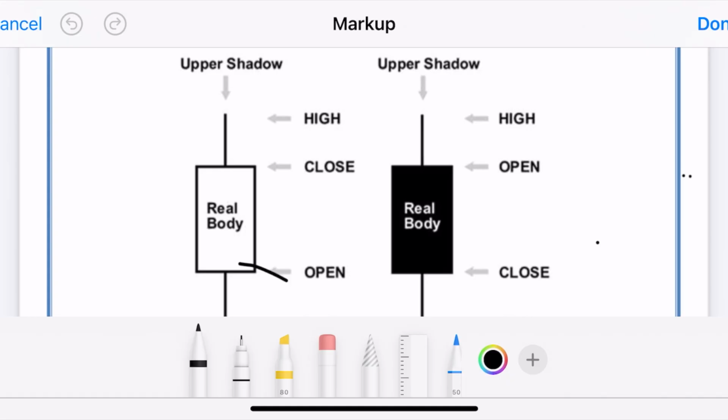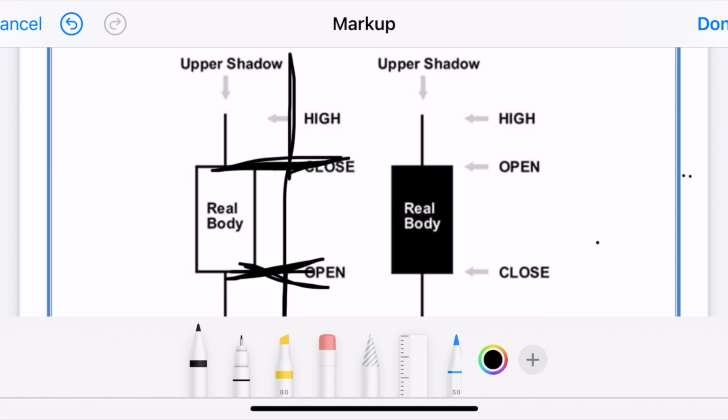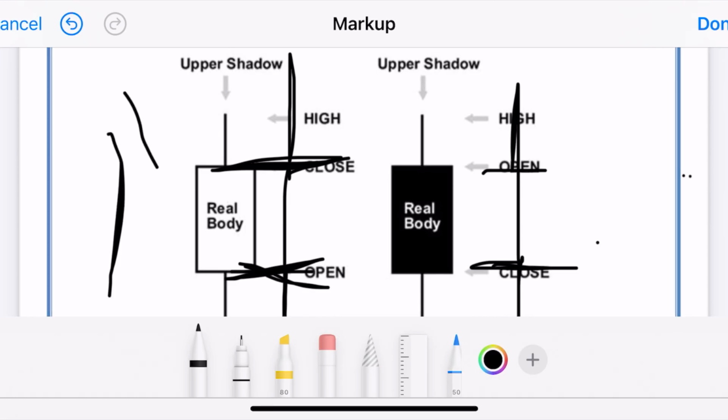So this candlestick opened at this point, went down and went up, came back and closed at this point. This one opened here, went up, went down, came back to close here. So this one is a buying candlestick, this one is a selling candlestick.